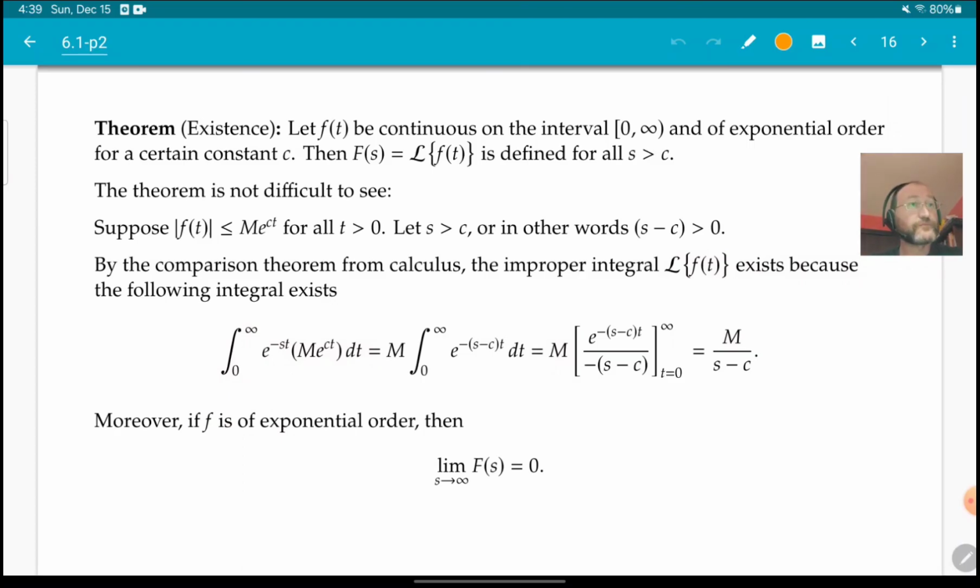Now, if f is of exponential order, there's one more thing that this computation says. It says that, well, basically this thing goes to 0, and that's the worst that your function can be, right? So this thing goes to 0 as s goes to infinity. So the Laplace transform of f for any exponential order function is actually going to go to 0 as s goes to infinity. And that's also sometimes useful. We'll see how that comes up a little later.